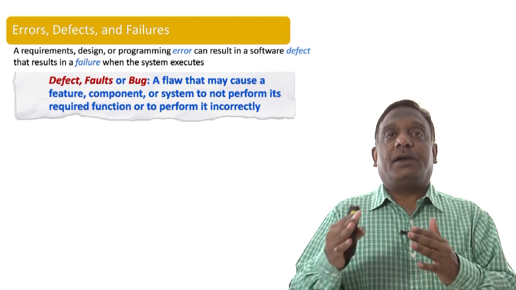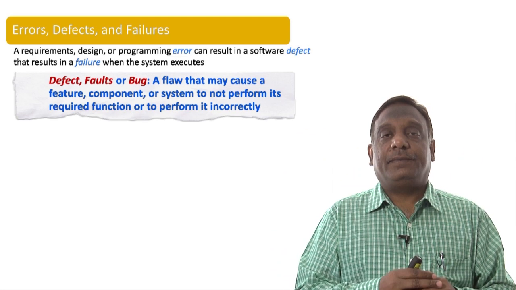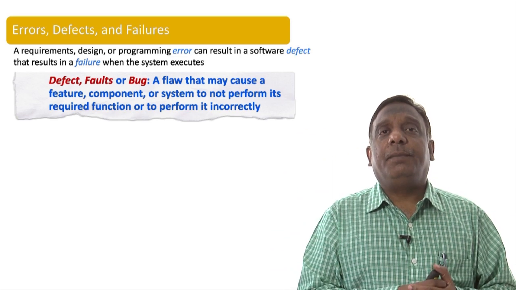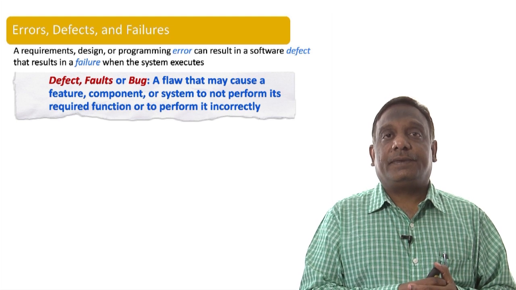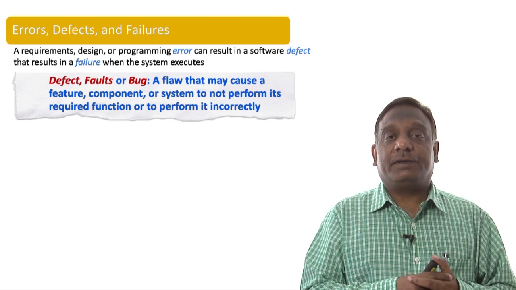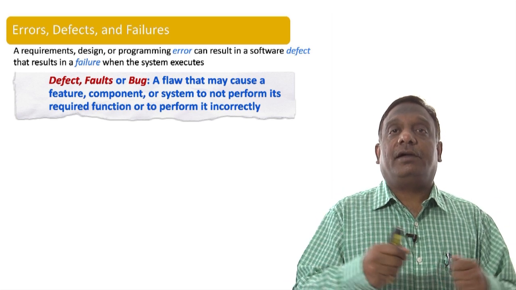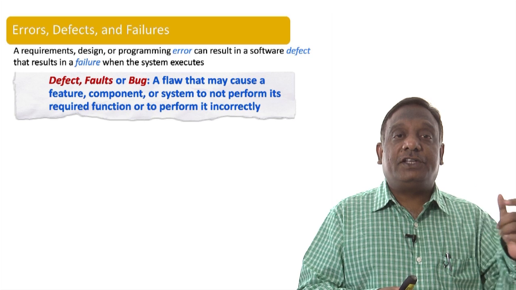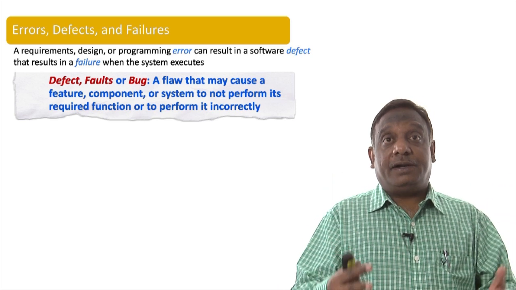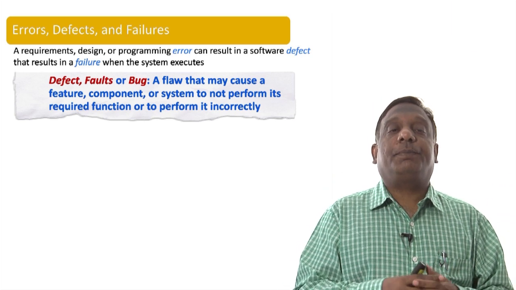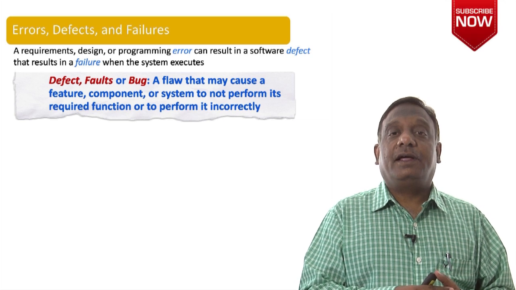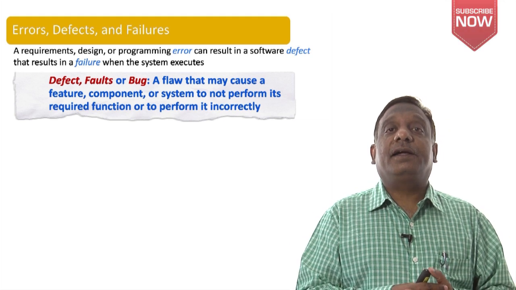Defect, fault, or bug are the same. You don't need to really differentiate between these three terms. They can be used synonymously. So what is a defect? A defect is a flaw that may cause a feature or a component or a system to not perform its required function or perform it incorrectly.